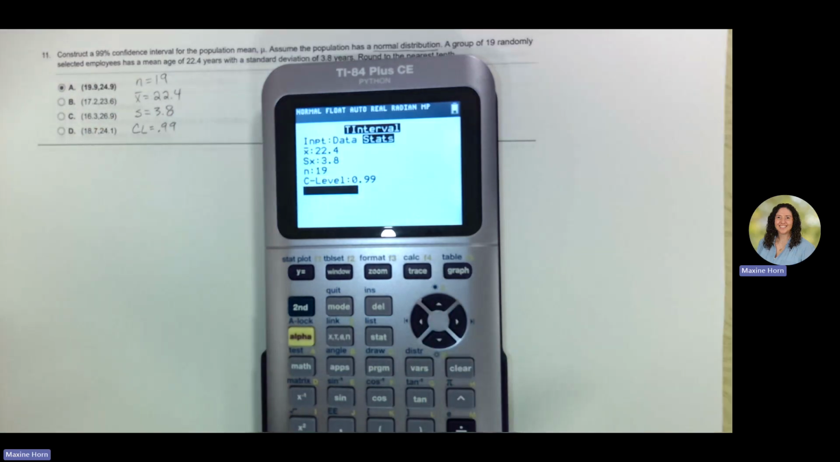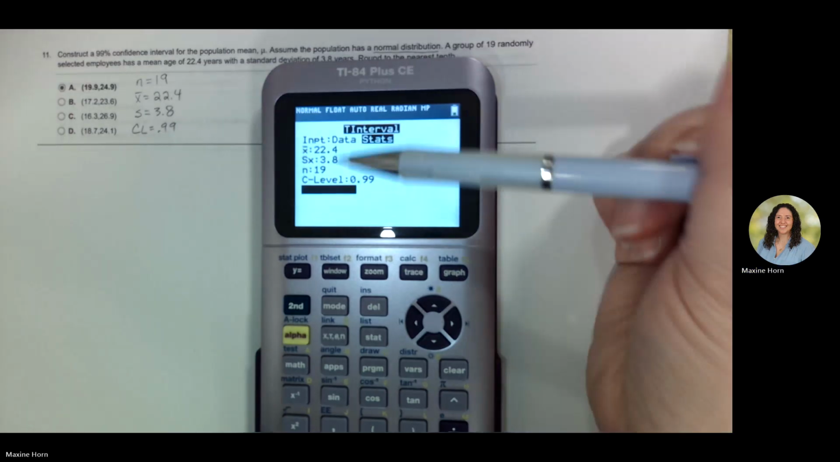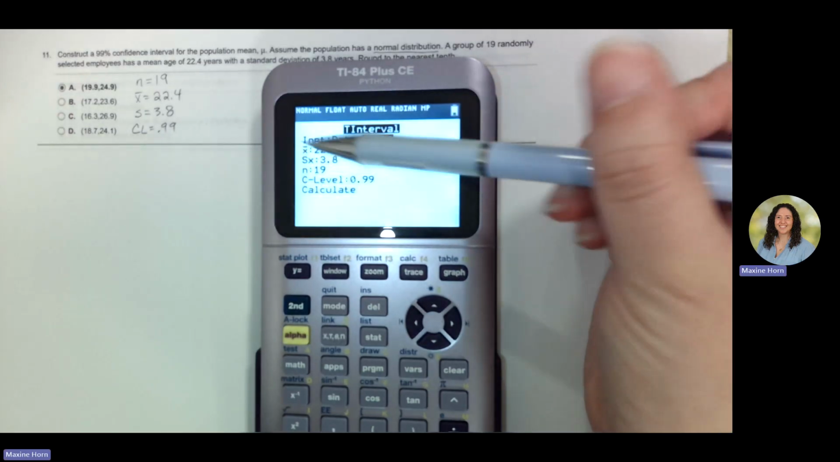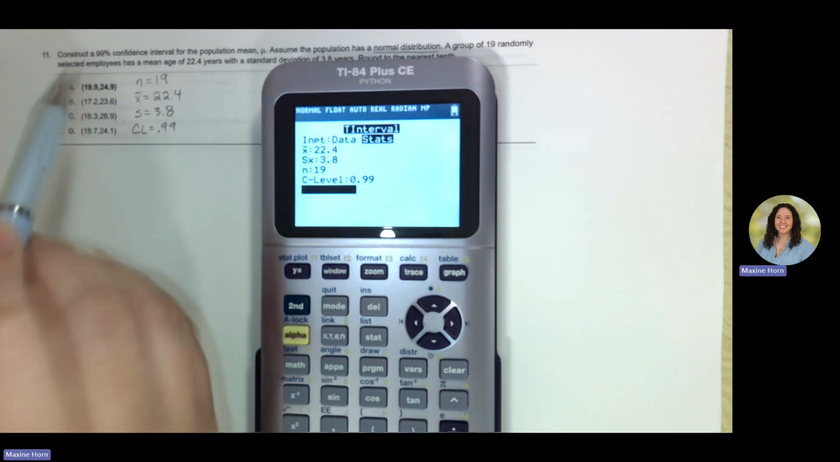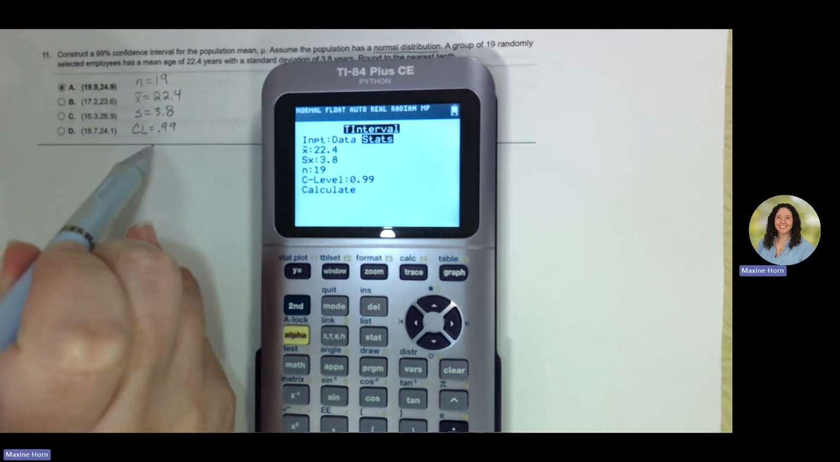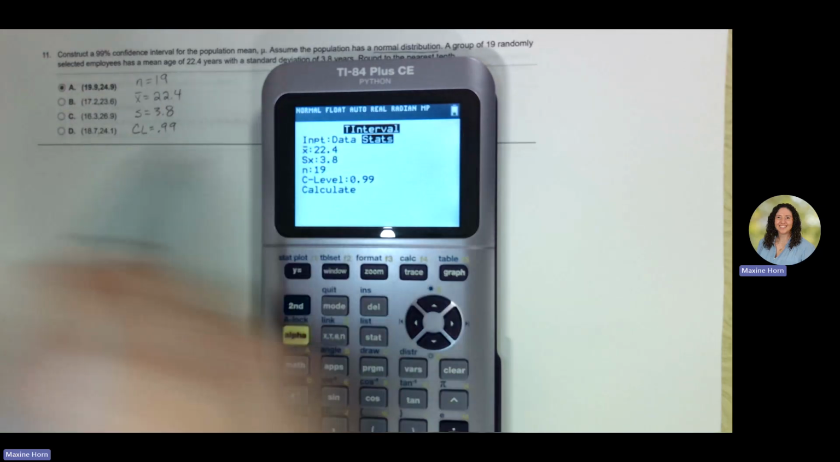Now, I will say that sometimes if I'm going too quickly, when I go to plug my numbers in, instead of actually looking at what it's asking for, I just go down the list here and I just plug them in that order.